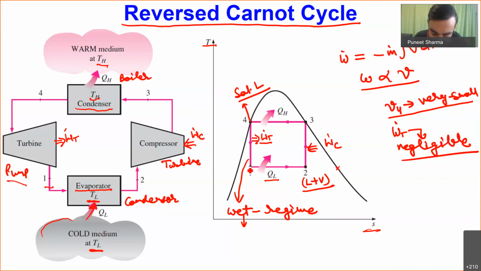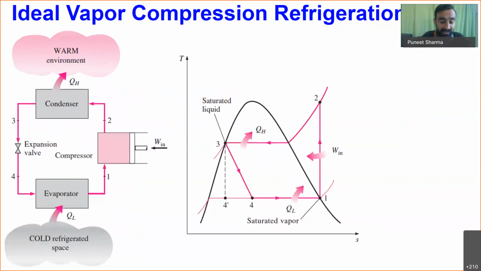Another thing we want to do is, instead of a turbine, employ some simplified device which can achieve this expansion process, and it does not have much cost. So the throttle is actually a replacement for the turbine. So this is now our ideal vapor compression refrigeration cycle. This is mainly employed in our devices, refrigerators and air conditioning units.